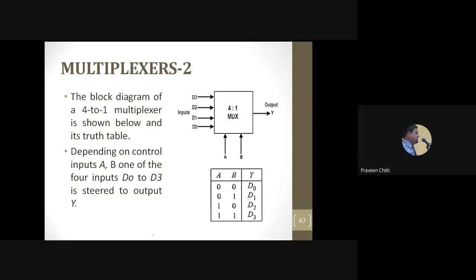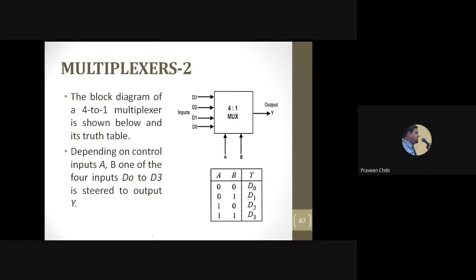Now how will one of these 4 inputs be selected depending on the select lines? When there are 2 select lines, how many values will they take? In the previous case there was only one select line A, and it took two values, either 0 or 1, so we selected 1 among the 2. Now you have taken 2 select lines, A and B together. How many different values can A and B take? 4: 0 0, 0 1, 1 0, and 1 1.